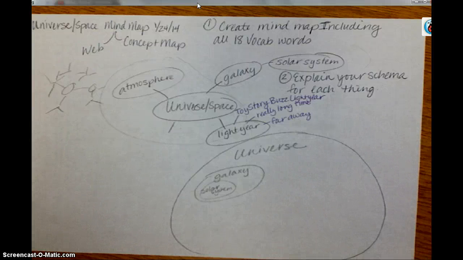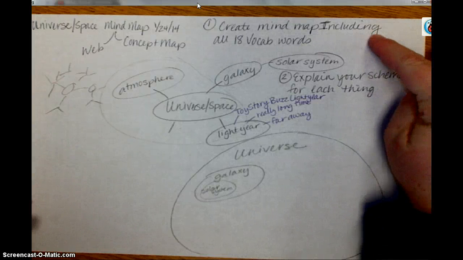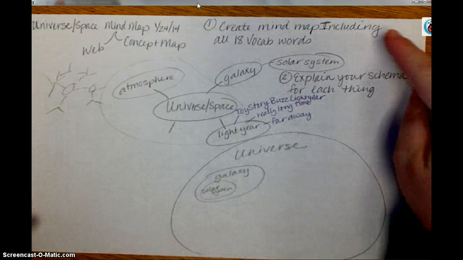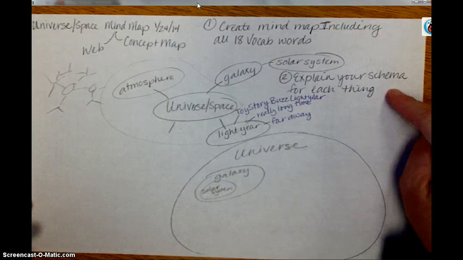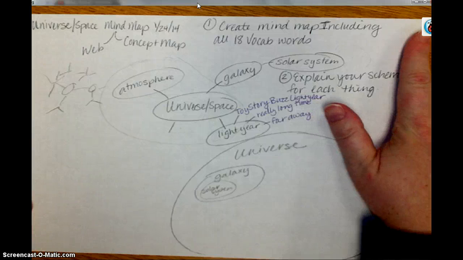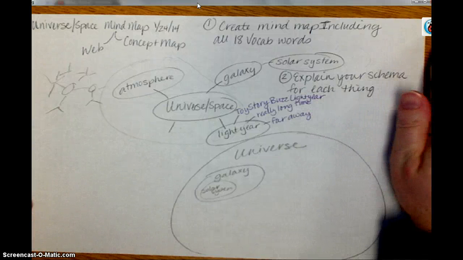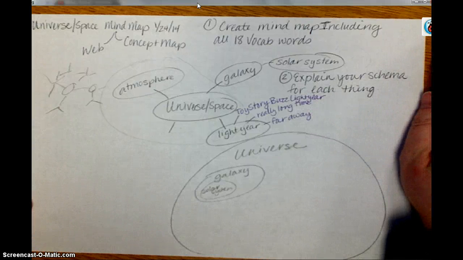Okay? So if you have any questions, let me know. But again, what you're doing, creating your mind map, including all 18 vocab words, and then you're explaining your schema for each thing. When you are done, this is going to be filled up, and it is going to be messy. And that's okay, because remember, we're just starting on this.